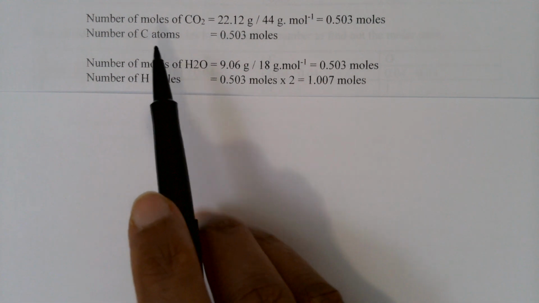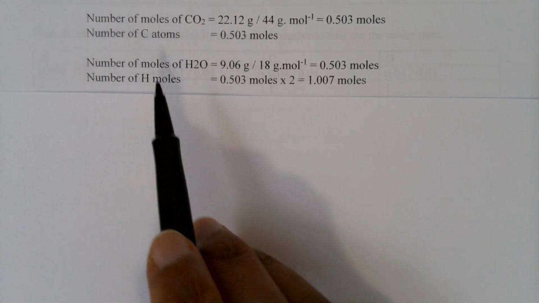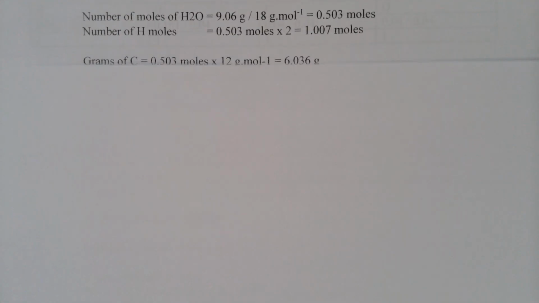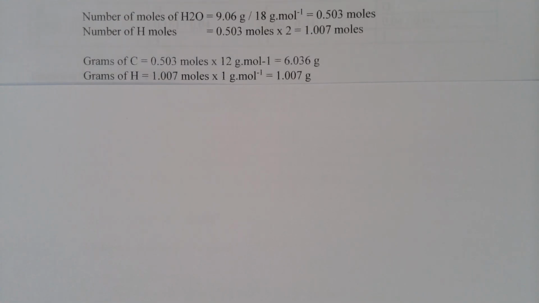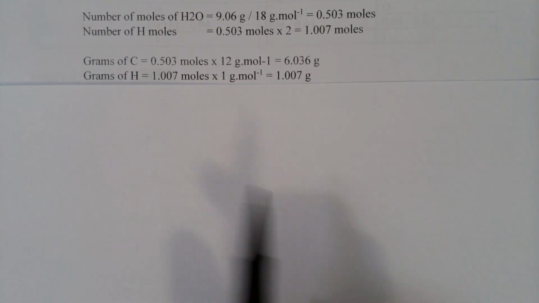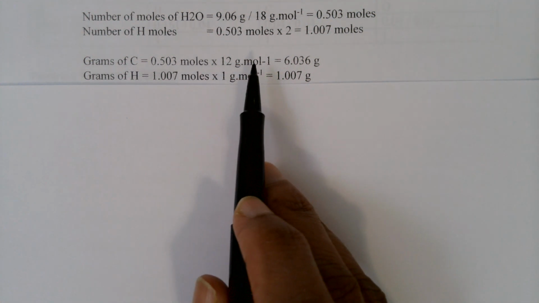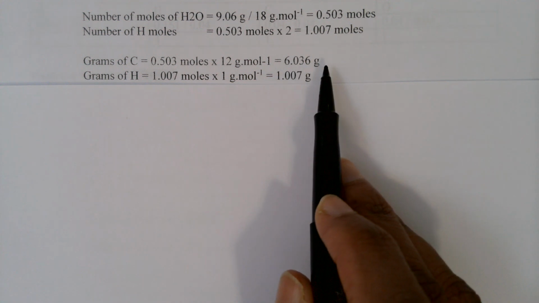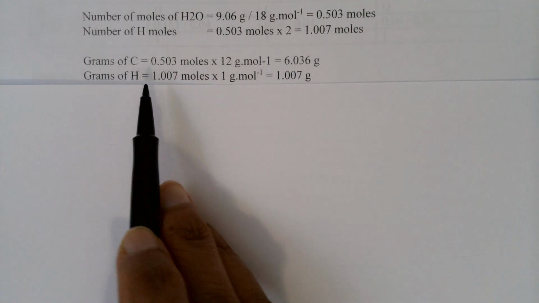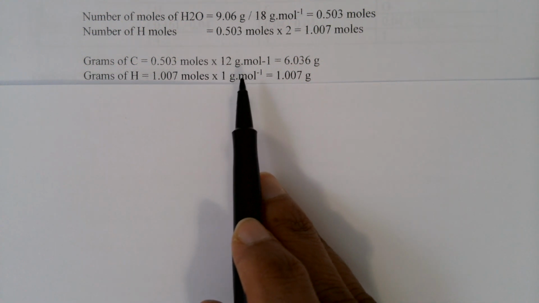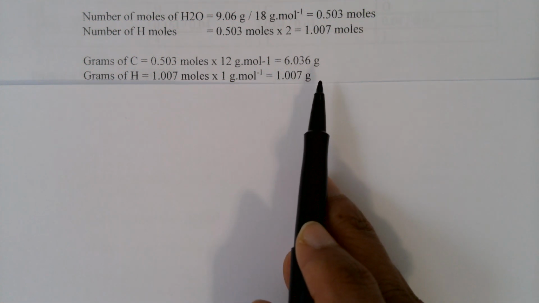Now we found how many carbons and how many hydrogens are inside that compound. Let's find out the grams. We have moles, so let's convert the carbon moles and hydrogen moles into grams. Grams of carbon is the number of moles of carbon multiplied by the carbon molar mass. It is 6.036 grams. Grams of hydrogen is equal to moles of hydrogen multiplied by hydrogen, where we consider only one hydrogen atom mass, that is 1.007 grams.